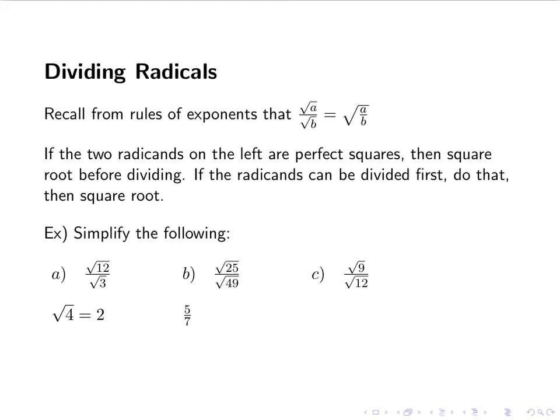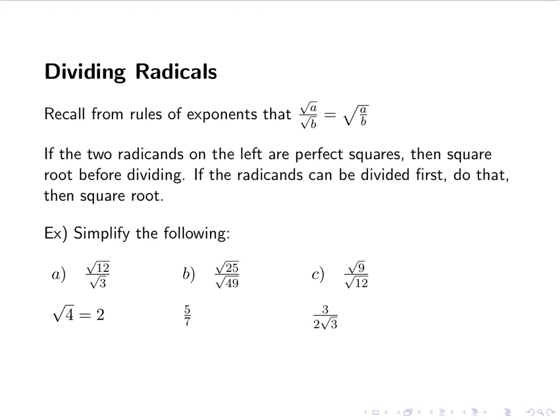For the next one, I can go one of two ways. I can look at 9 and say that's a perfect square, so I'll square root it. And then I'll look at 12 and say it's not a perfect square, but I can simplify it. Right? 12 is 4 times 3, and root 4 is 2. So I can have that root 9 over root 12 is 3 over 2 root 3.